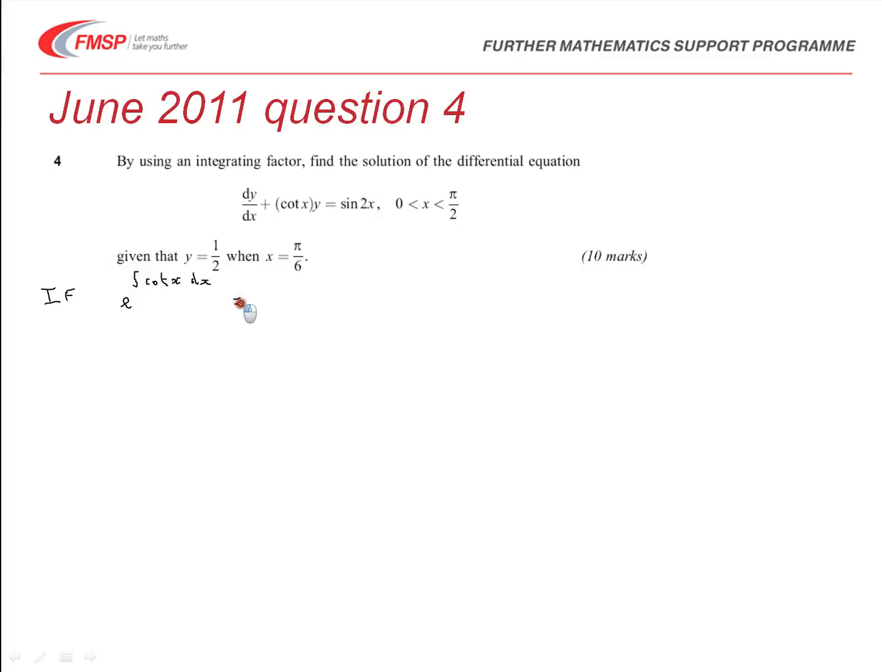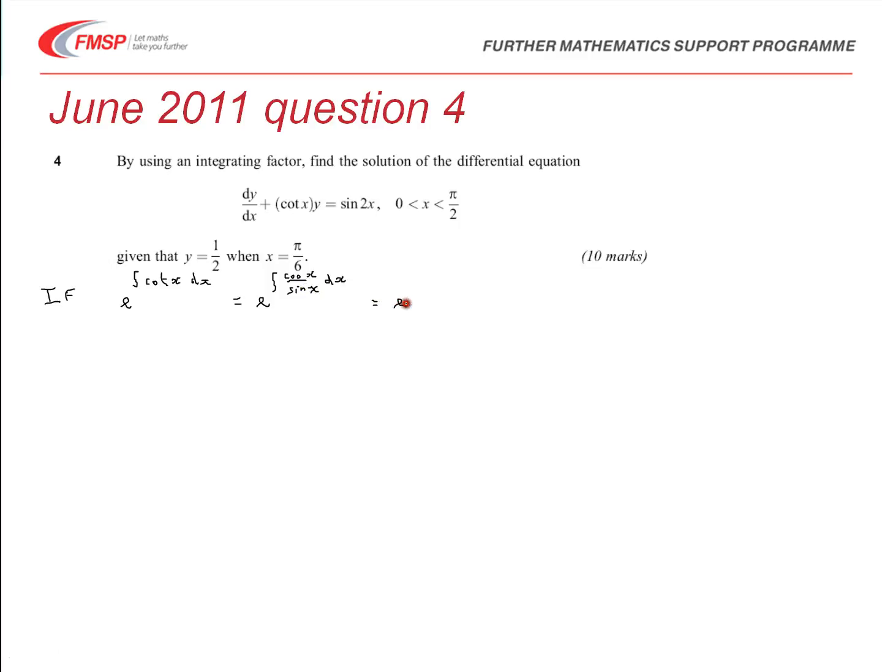Now in order to do that integration we need to think of cot x as being cos x over sine x, and as soon as we write it in that form we should then think the top, cos x, is the differential of the bottom, sine x, so this can be done as a substitution of u equals sine x, or you know that the answer will be ln of sine x.